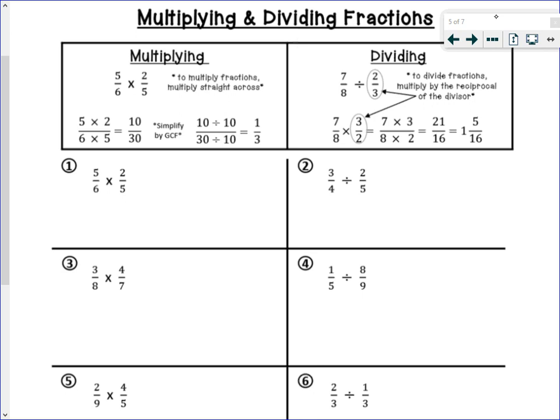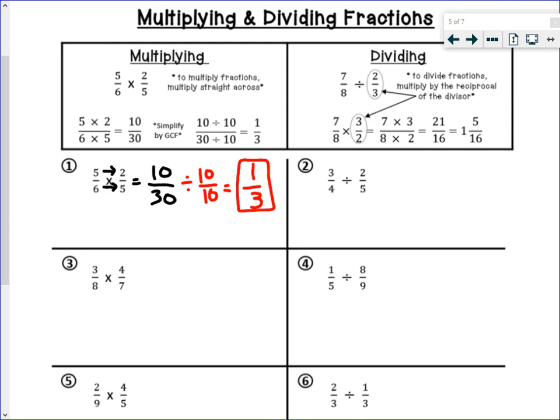So on the first one, we just multiply across. We get 10 over 30. And then we're going to simplify. So we're going to divide by 10 over 10, which gives us 1/3.